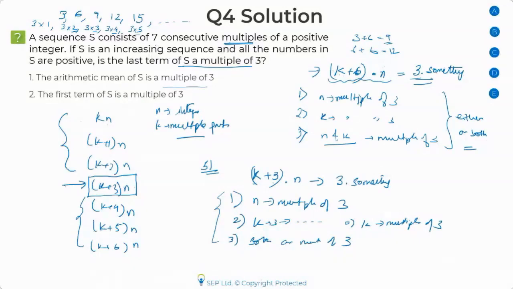Okay, since the question is not saying that you are taking the first 7 consecutive multiples, it can start from anywhere. Like for example, I can start from here also: 9, 15, 18, these are all multiples of 3. Okay, I hope this part is clear.